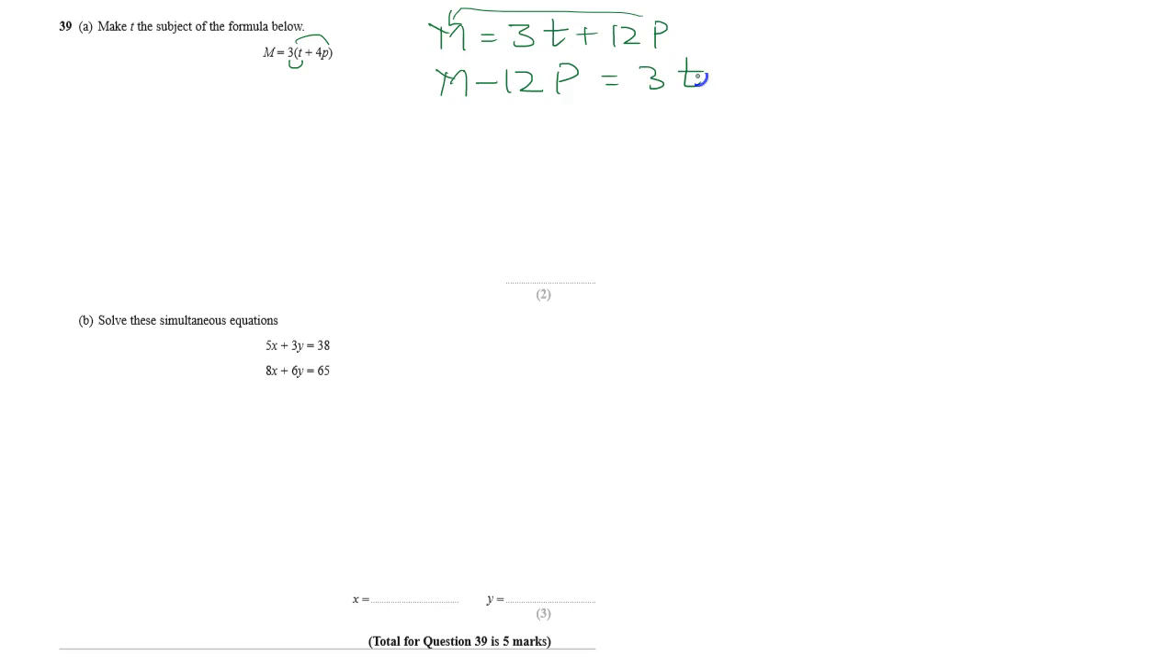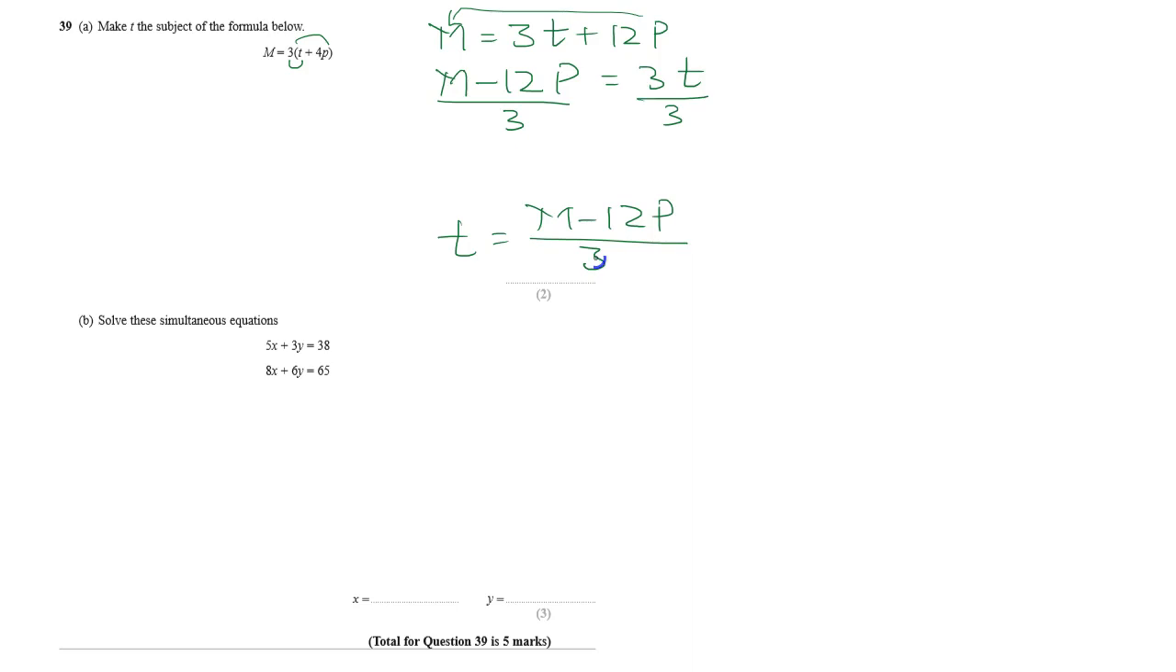Now you have to separate 3 also, so divide both sides by 3. So T will be M minus 12P over 3. So that is the answer.